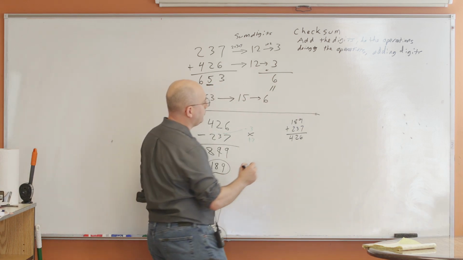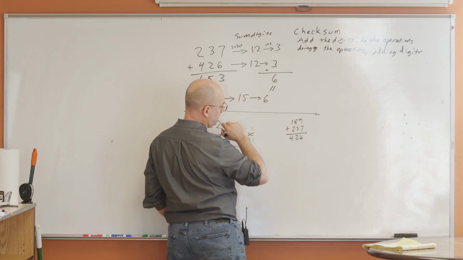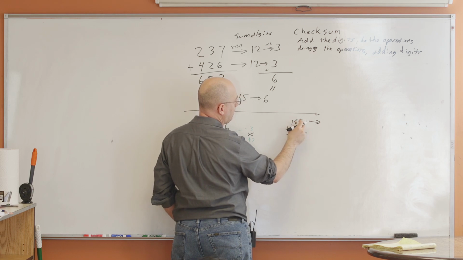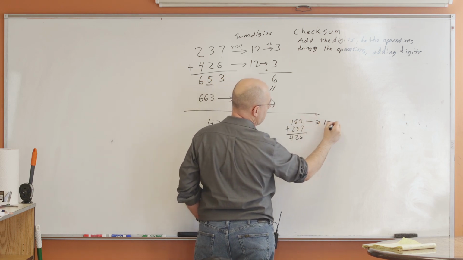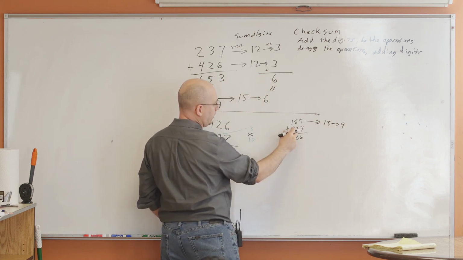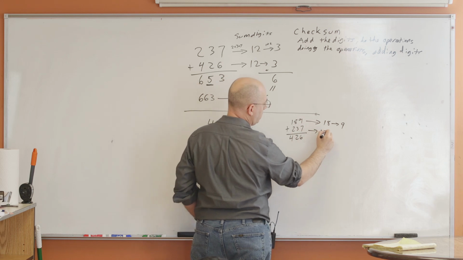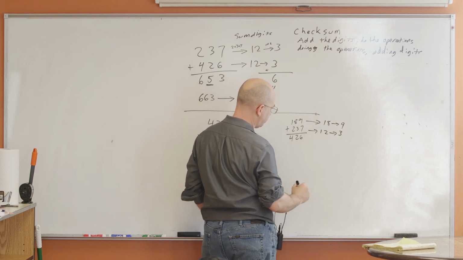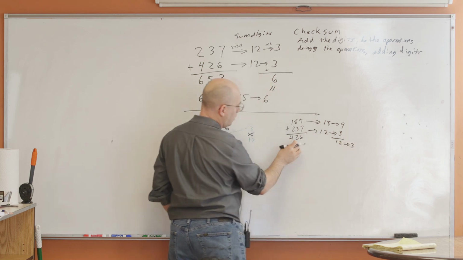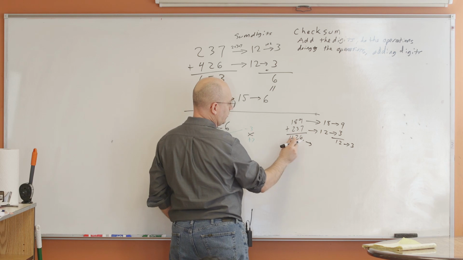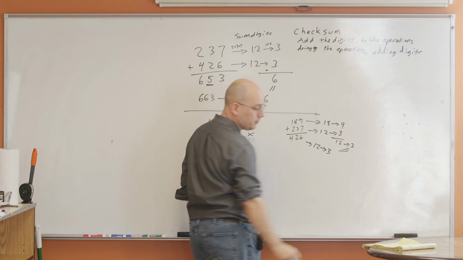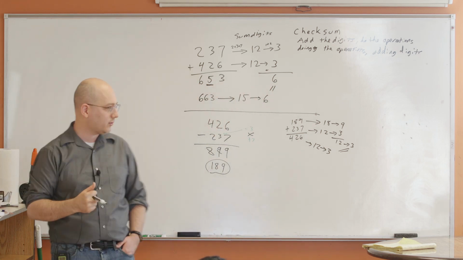And so if we sum the digits here, 9 plus 9, 18 is a 9, and plus 7 is 12, that's a 3. 3 plus 9 is 12, and 12 becomes a 3. Over here, 4 plus 2 is 6, 6 plus 6 is 12, 1 plus 2 is 3. So that gives me great confidence that I've done that correctly.